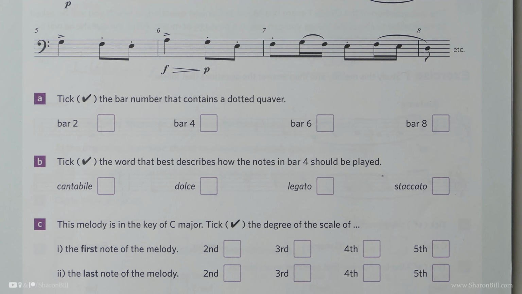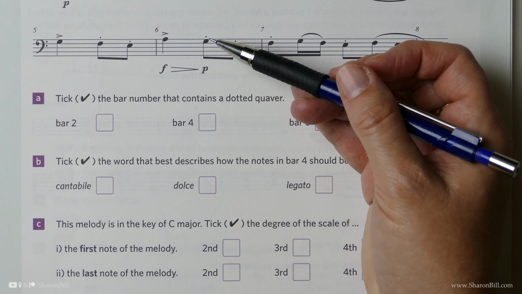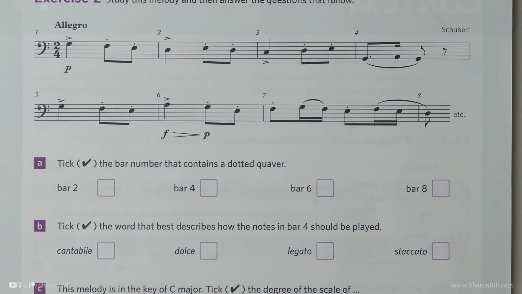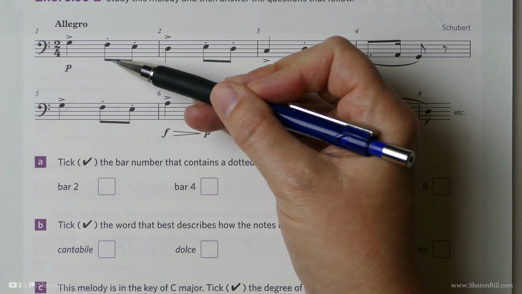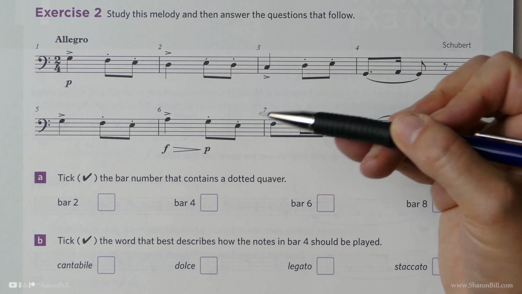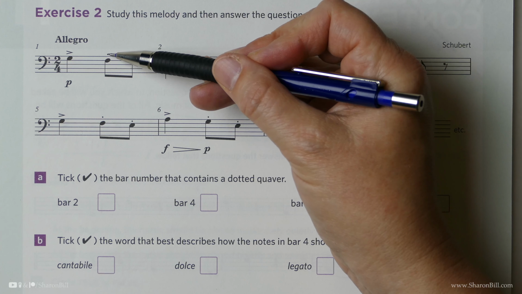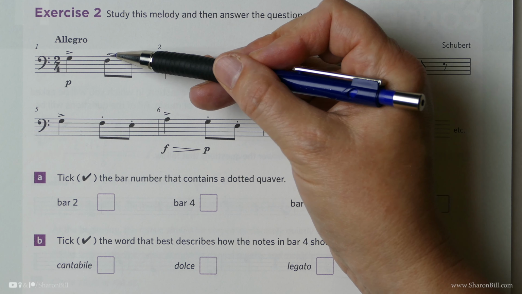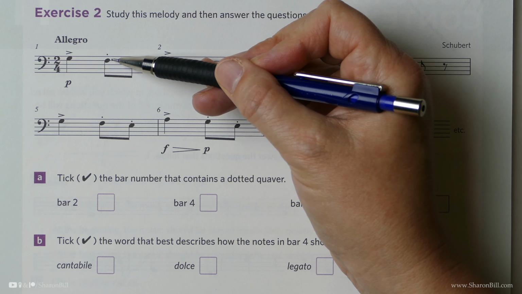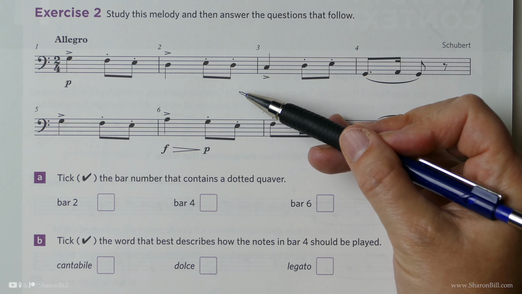So first of all, we're asked to tick the bar number that contains a dotted quaver. So let's just look through and find a dotted quaver. Now, a quaver can be joined with a beam. However, the dot, to be a dotted quaver, must come after the note, not above the note. Remember, a dot above is an articulation marking. This means staccato. That's not a timing issue. That's telling us to play the note detached. We're looking for a dot after a note, not above it. So it needs to be placed correctly.